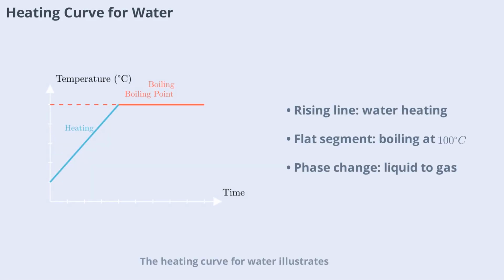The heating curve for water illustrates how temperature changes as heat is added. Starting at room temperature, water heats up until it reaches its boiling point. At this stage, even though heat continues to be absorbed, the temperature remains constant as the water turns into steam. This flat section of the curve represents the phase change from liquid to gas.